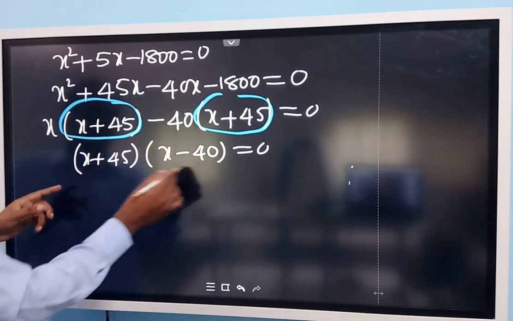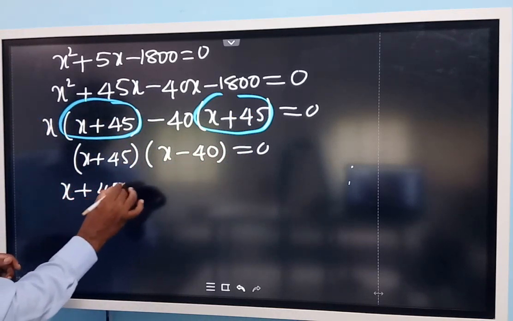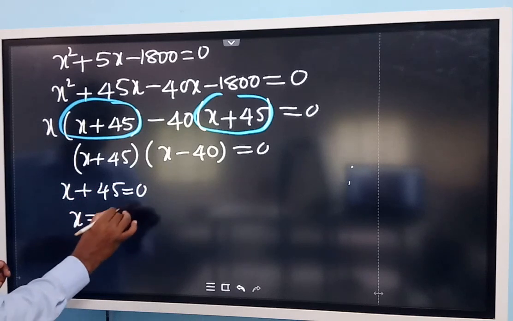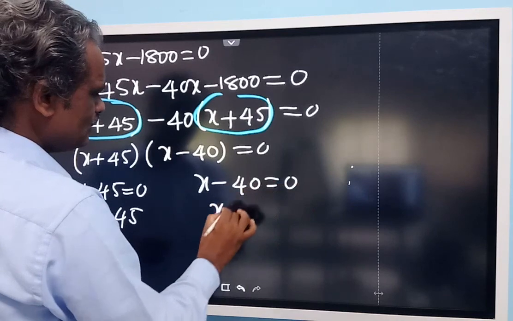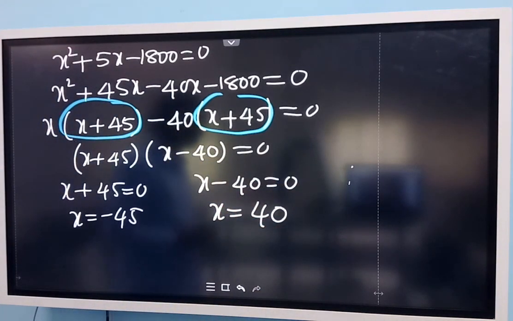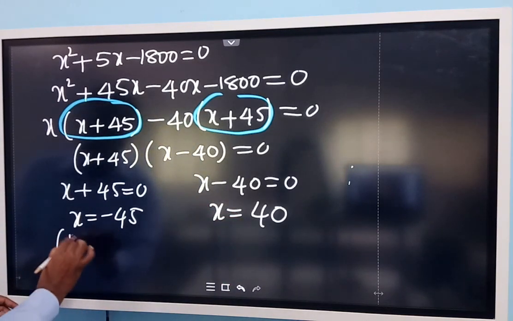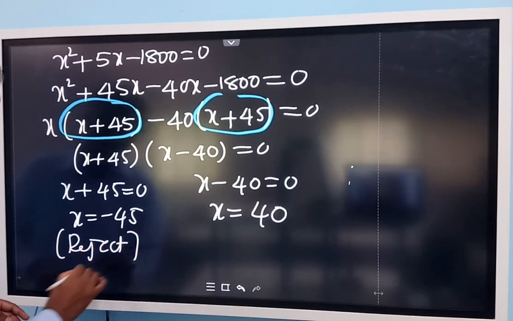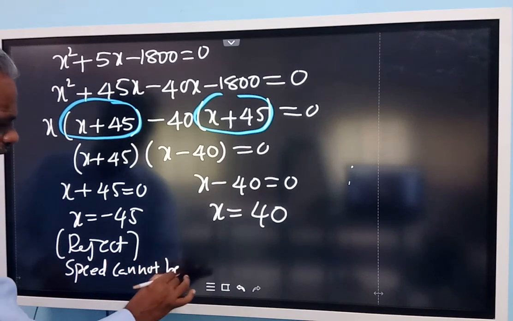So now the product of these two equal to 0 means equate both to 0. x plus 45 is equal to 0 means x is equal to minus 45. Or x minus 40 is equal to 0 means x is equal to 40. We got two values. Which one is correct? You tell me. Which one can you accept? Which one can you reject? x is equal to 40, you can take. It cannot be negative. Speed cannot be negative. You reject this one.